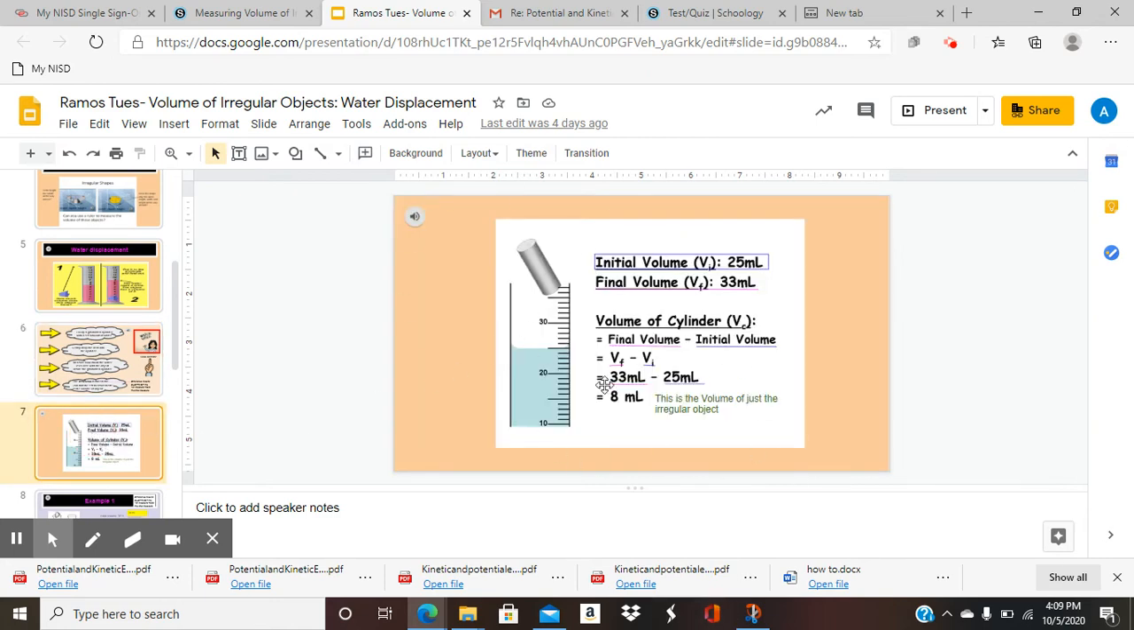Now we're going to start off with some formulas. Initial volume is VI. The final volume is VF. So what you're going to do, you're going to take the final volume and subtract the initial volume. And that will give you the volume of an irregular object.